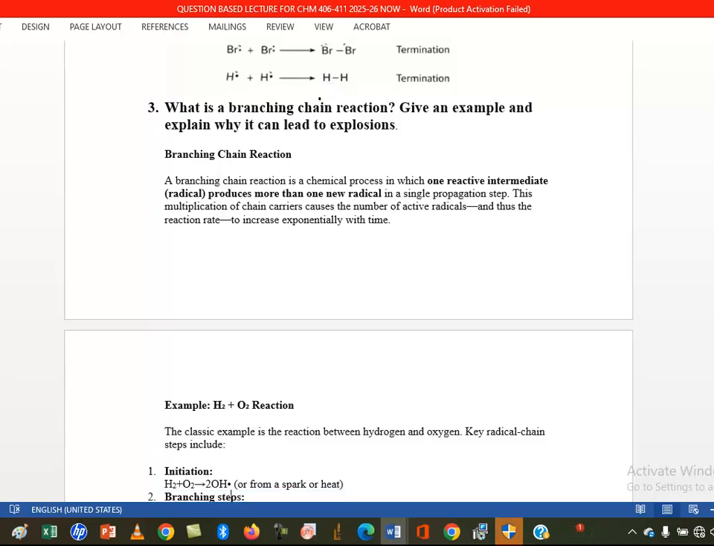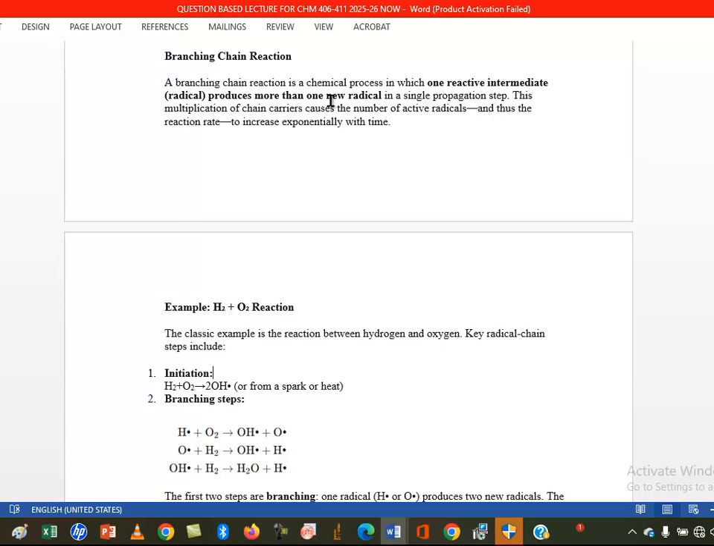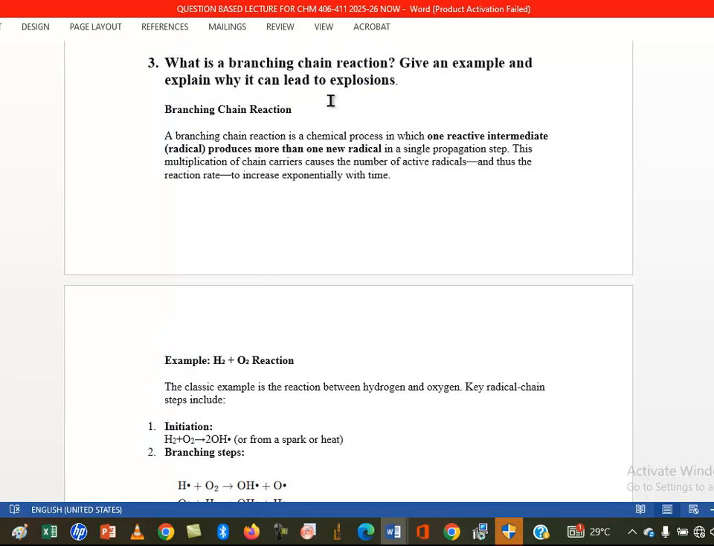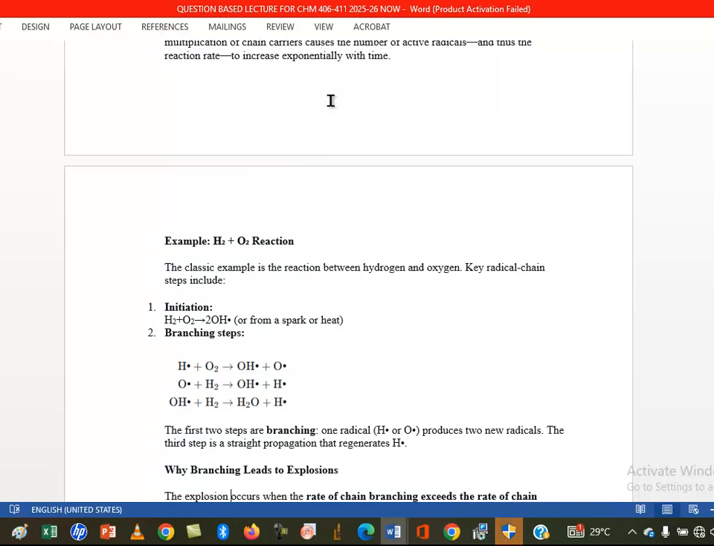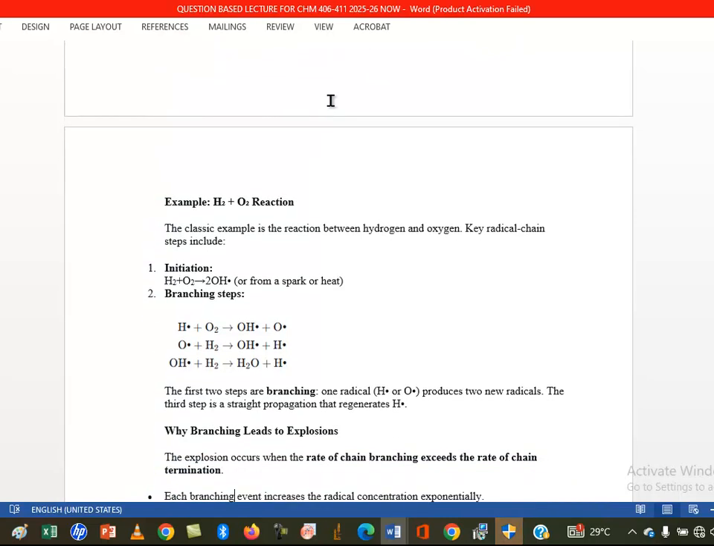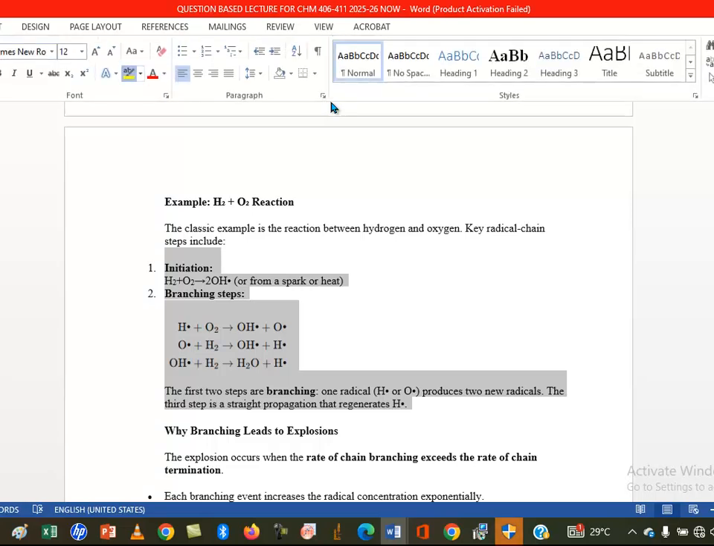Then to the third part of the question, it says why it can lead to explosion. Yes, so explosion happens, but let's start with the beginning. So we are using the example to answer the third part. For you to get explosion, no, you can leave this out for your answer. Don't bother about this. So I just need that. So why does it lead to explosion?